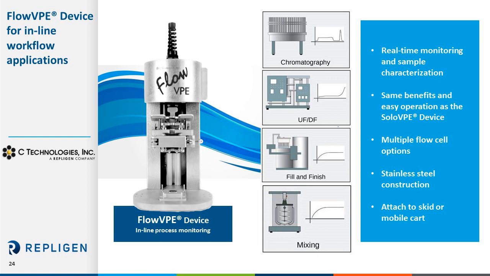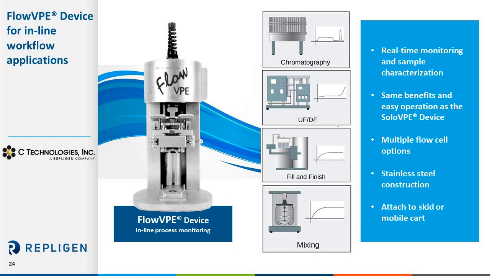The next generation of VPE technology is our Flow VPE device for inline workflow applications. It operates exactly the same as a Solo VPE. The differences being that it's completely stainless and has a flow cell attachment for a variety of different sizes. It can be attached to the skid itself or put on a mobile cart that can be wheeled up next to the process for analysis.